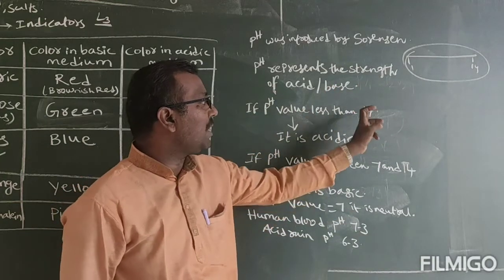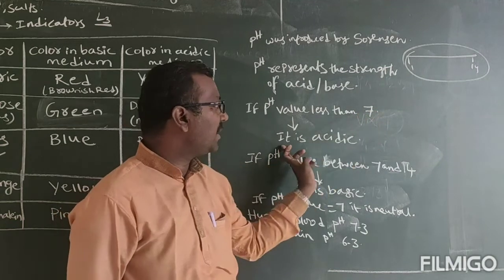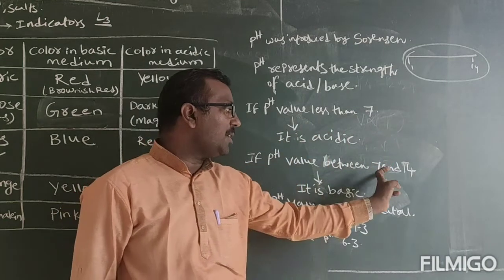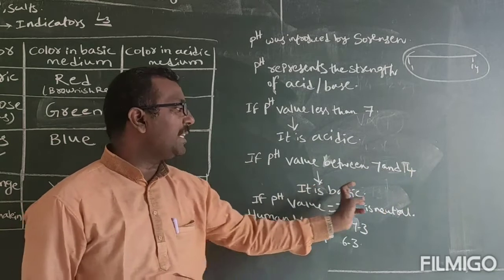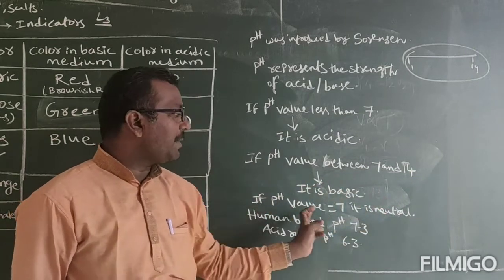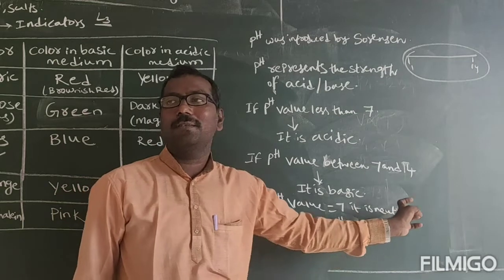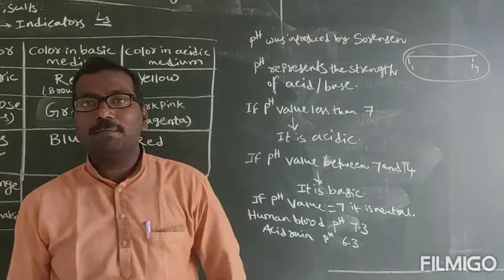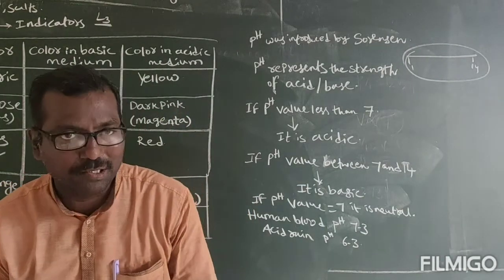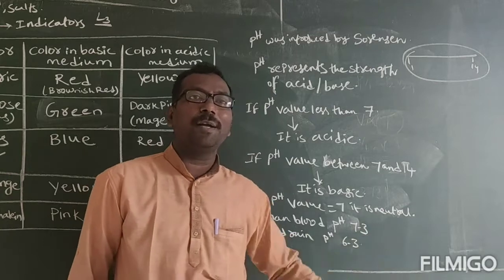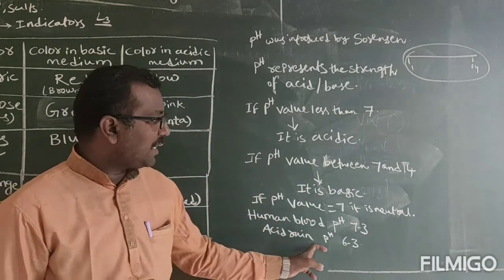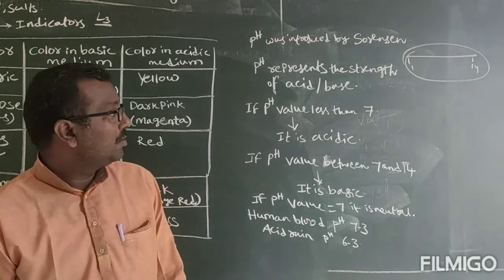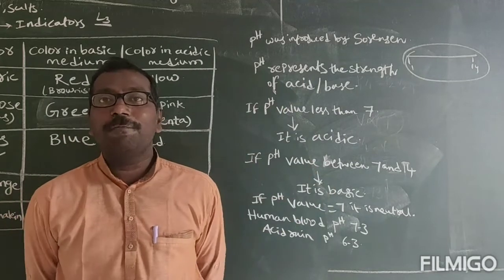If the pH value is less than 7, then it is acidic in nature. If the pH value is between 7 and 14, it is basic in nature. If the pH value is equal to 7, then it is neutral in nature. Human blood is basic in nature, so its pH is 7.3, and for acid rain the pH is 6.3. So these are the points regarding pH.